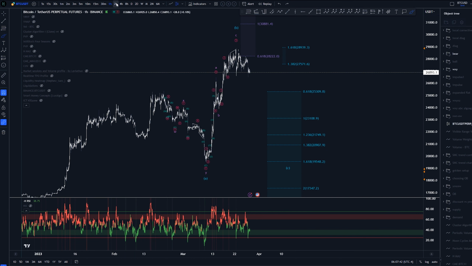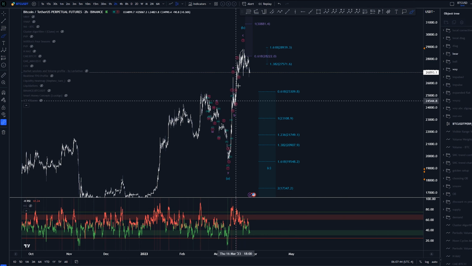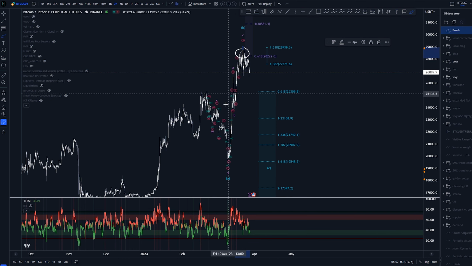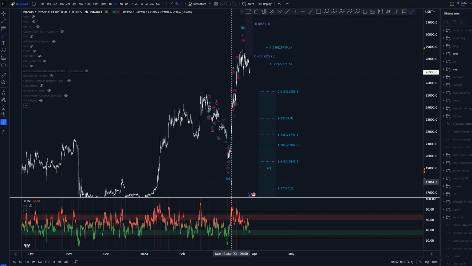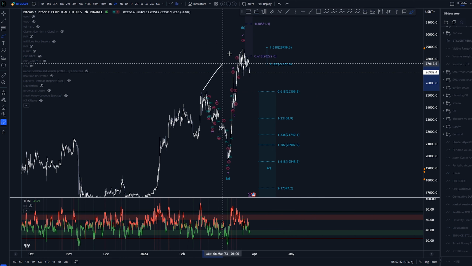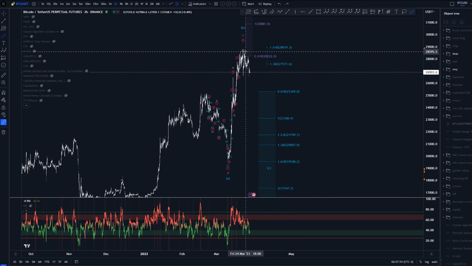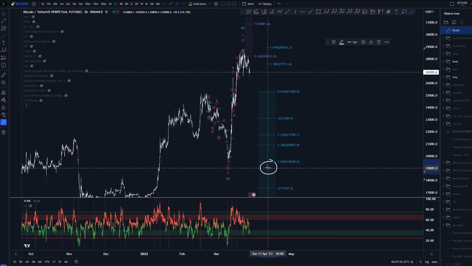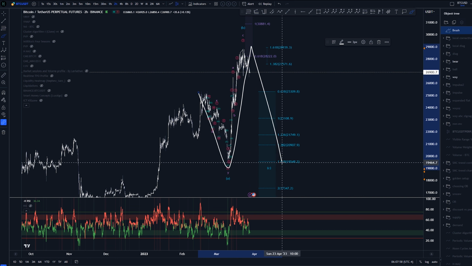Now, generally on RSI, we don't want to be seeing this taking out the origin of that flat structure, and we don't see that here. And we do have that divergence, which is again giving us some kind of signal that this is still on the table, this ABC structure.